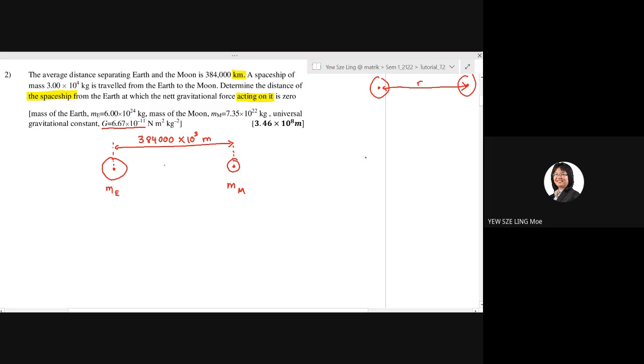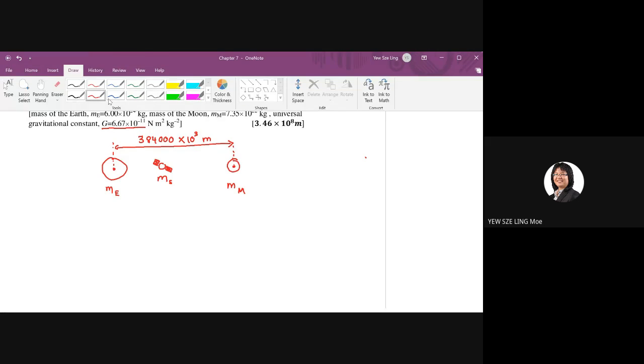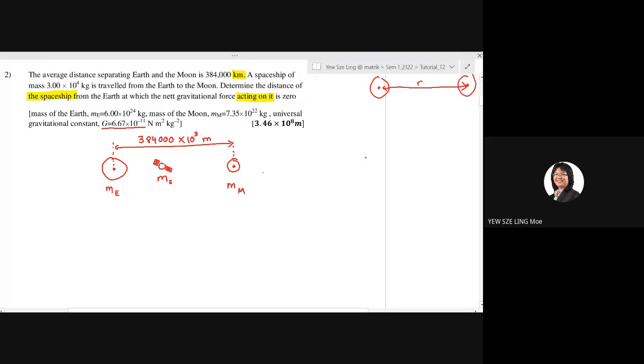Now you have a spaceship, and you don't know where the spaceship is. So this is our spaceship, I'm just going to call it MS. Now if you look at this diagram, in order to calculate the force, we need to have a distance.